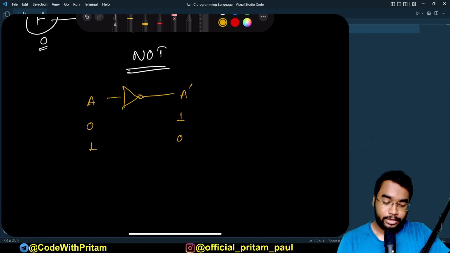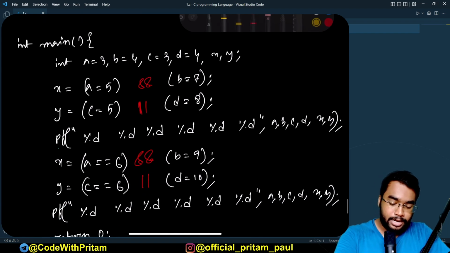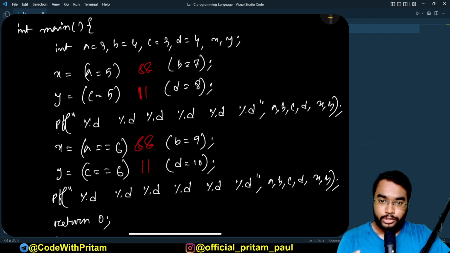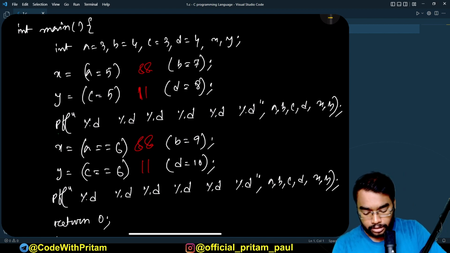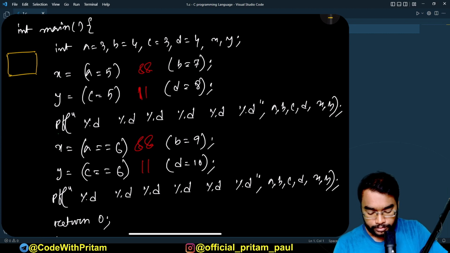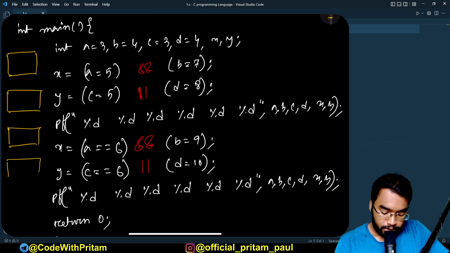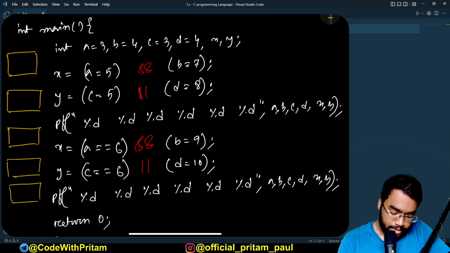Okay, so now let's take an example and try to understand how the AND and OR operators actually work. For that I have written this code here. Now let's try to analyze how the output is coming and what the output will be. There are two printf statements here. Let's try to analyze them. For that we need to make some blocks here first: A, B, C, D, and here it is X and here it is Y.